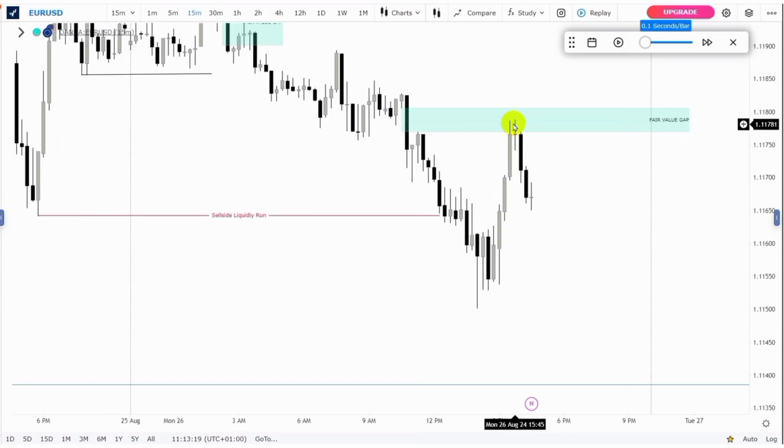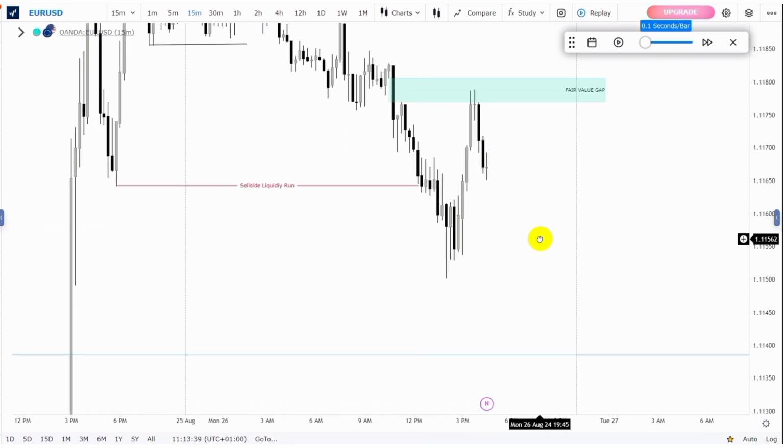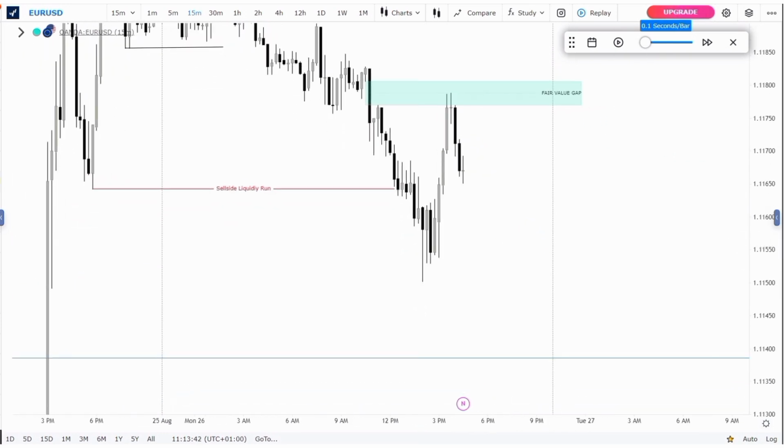So we can now see that price returned into this fair value gap. If you've been following our weekly Forex forecast, you understand I've been emphasizing the mean threshold, or what we call the consequent encroachment. You can see how price mitigated the consequent encroachment, and then price fell to the downside. So the market is now aiming to take out this sell side liquidity. This is now our next target.